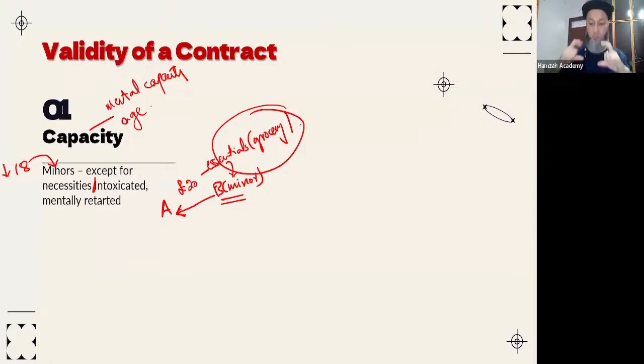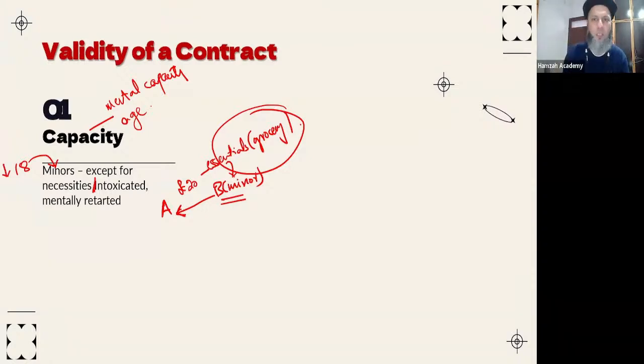For example, the boy was about to turn 18 the next day. Today is the last day of his 17th year, and tomorrow he is going to become 18. Now, in this case, that can be a serious situation, where the person may say that I did not know.